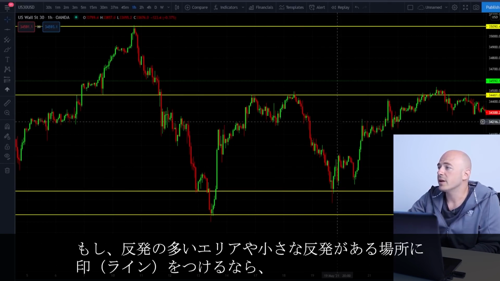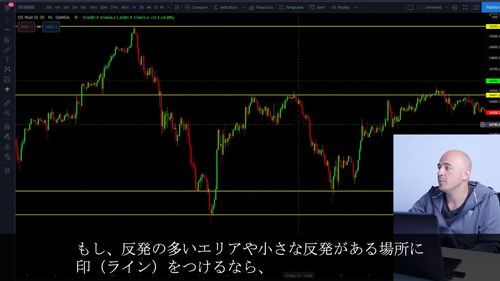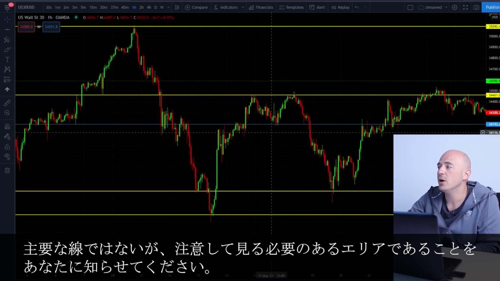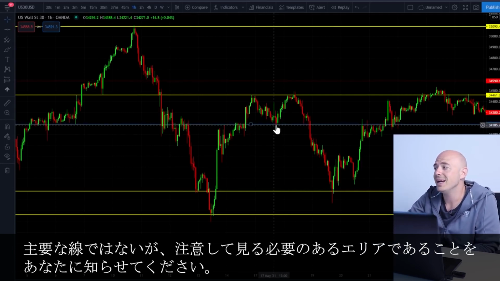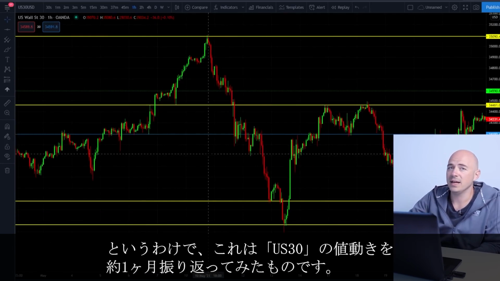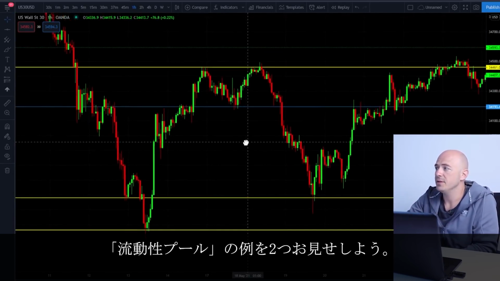If you do mark these up where there's big areas of consolidation and tiny little pullbacks, when you leave a line there, either make it thinner or change the color to let you know it's not a major line, but it's an area to keep in mind. So this is looking back about a month at the price action of US 30. I'm gonna show you two examples of a liquidity pool.